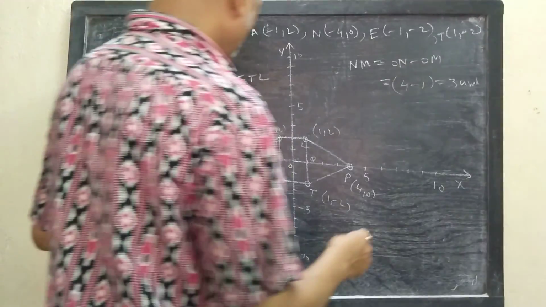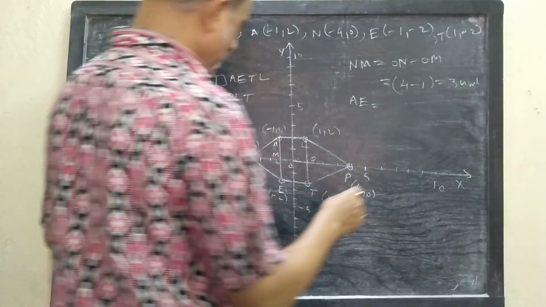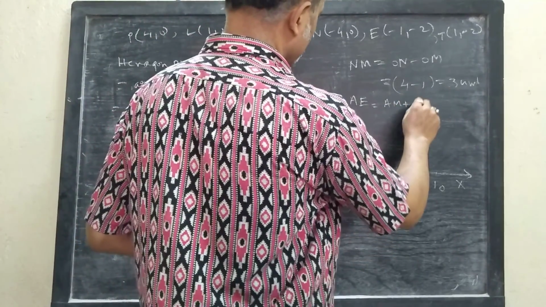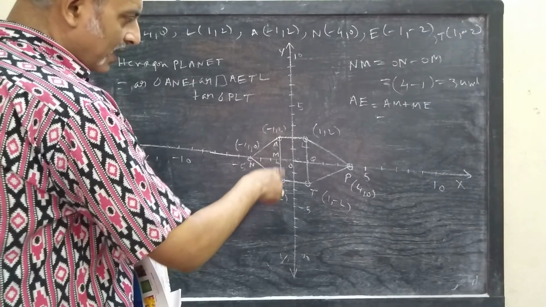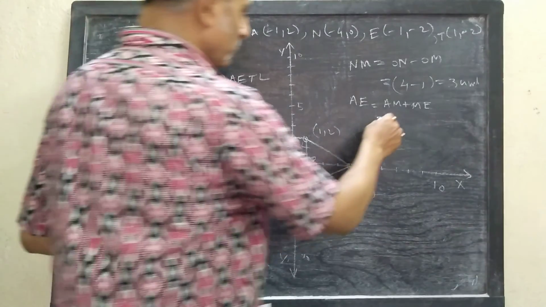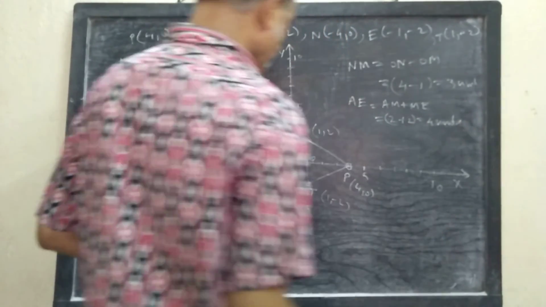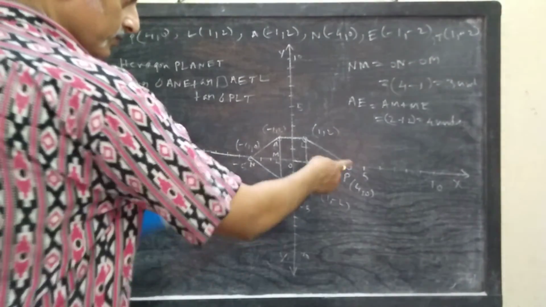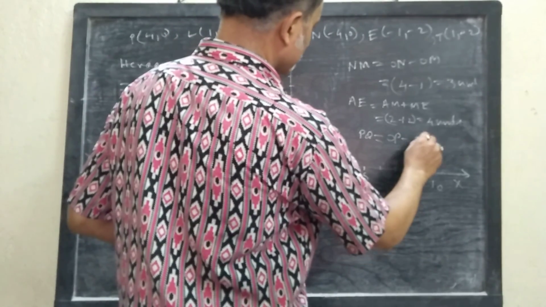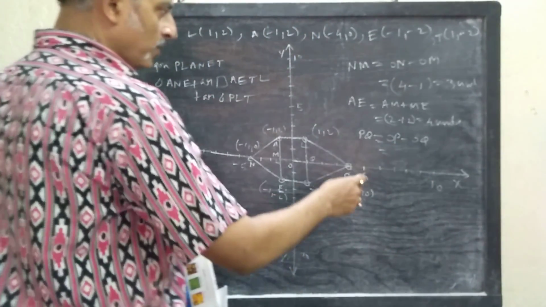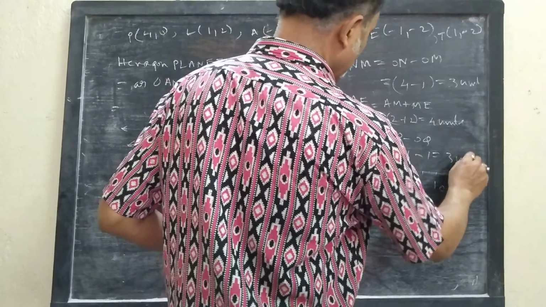Next, you have to find AE. AE is what? AM plus ME. Look, the ordinate of the point A is 2 and that of E is minus 2. So both are 2 units. 2 plus 2, 4 units. Similarly, PQ is OP minus OQ. What is OP? OP is 4 units. Minus OQ is how much? 1. 3 units.